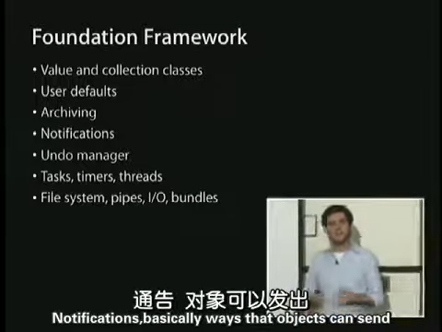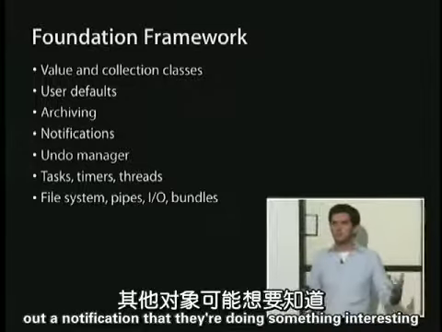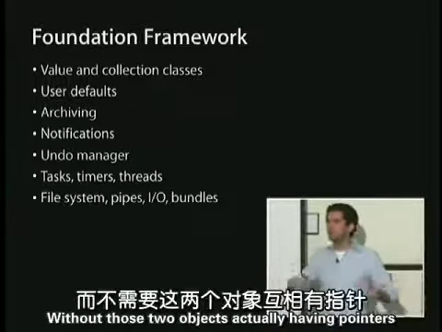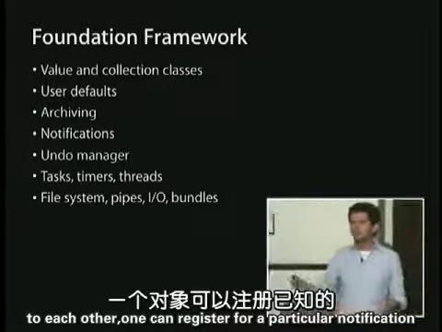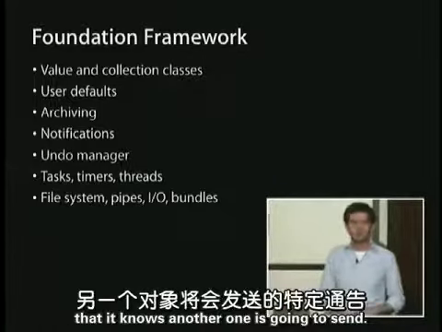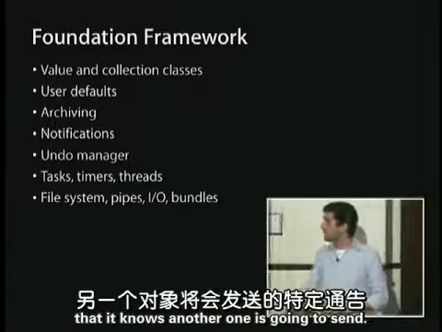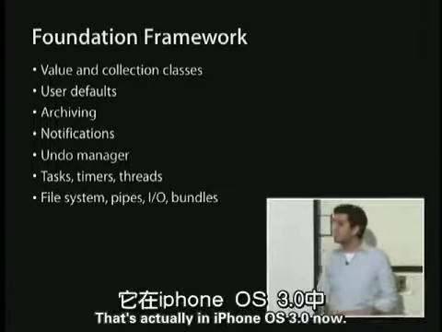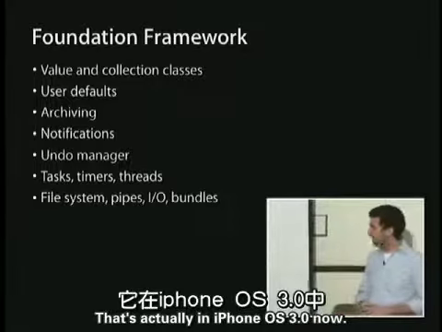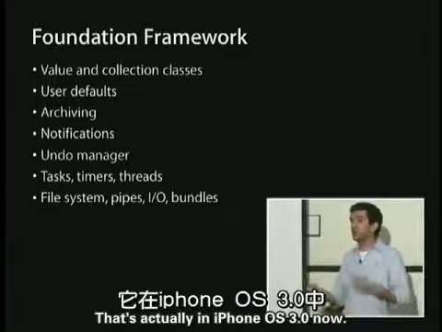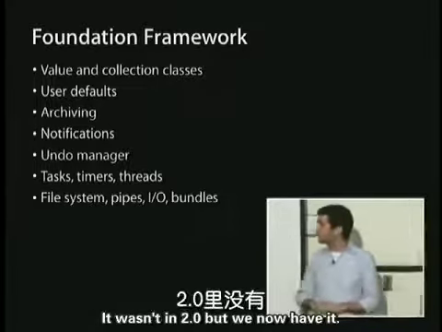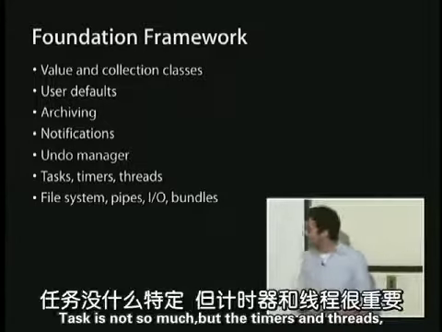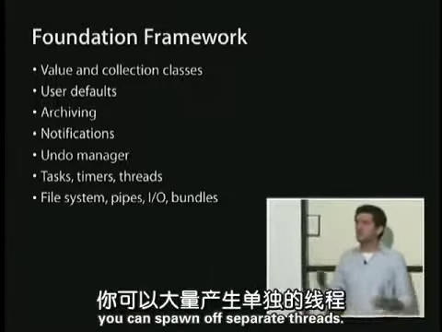Notifications, basically ways that objects can send out a notification that they're doing something interesting that other objects might want to know about without those two objects actually having pointers to each other. One can register for a particular notification that it knows another one's going to send. Undo Manager, actually Foundation provides basic undo support. That's actually in iPhone OS 3.0 now. It wasn't in 2.0, but we now have it. Tasks, timers, and threads. Tasks, not so much, but timers and threads, you can spawn off separate threads.